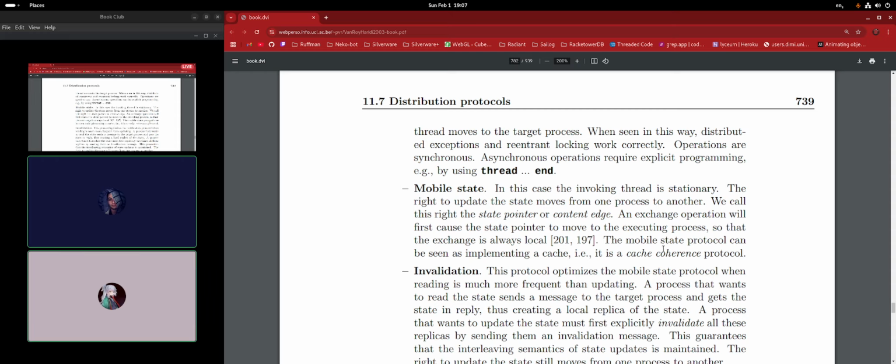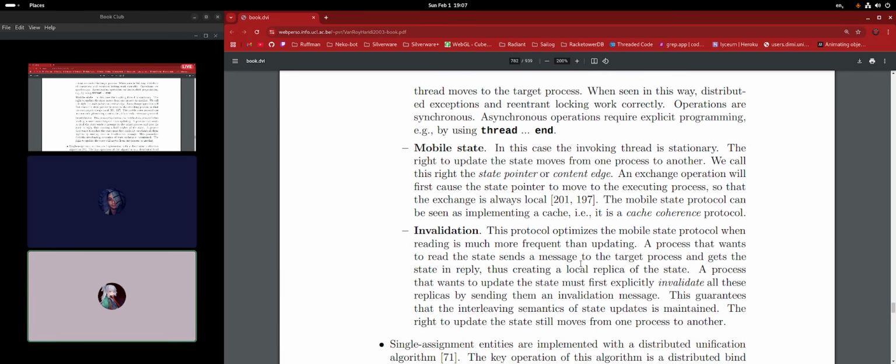The mobile state protocol can be seen as implementing a cache. Yes, this is local in the sense of it's happening on this process, on this machine, not necessarily local in the sense of this is not going to interfere with other computations, because, well, it's mutation. The whole point is that it does interfere with other computations, right? Not only that, but this allows you to have something more uniform, because now you have the same syntax to do changes that are actually local and that you can also use to do changes that are perceived as local but aren't. So this creates some sort of uniformity, and I think that's nice.